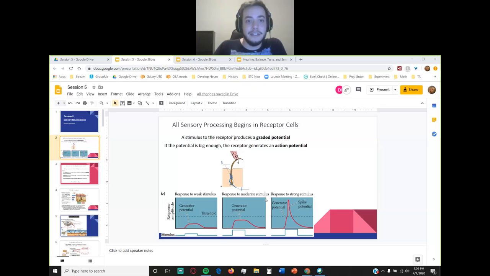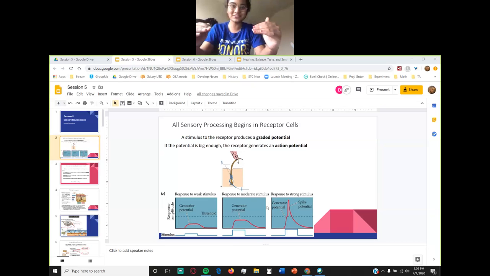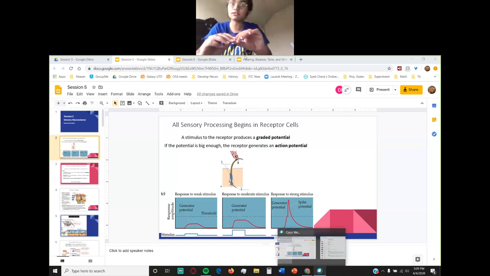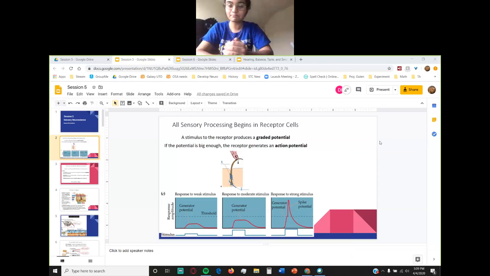And the threshold at which it becomes from a graded potential to an action potential is called the threshold potential. So everything before the threshold is called a generator potential or a graded potential. Everything after the threshold potential is an actual action potential that sends signals to the brain, and that's something that you actually perceive.